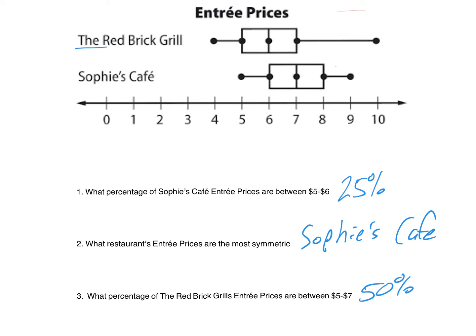What if I said, which restaurant has the highest median? Sophie's Cafe. Which restaurant has the highest priced entree? That's this guy here. Which guy has the lowest price entree? Red Brick. Exactly.